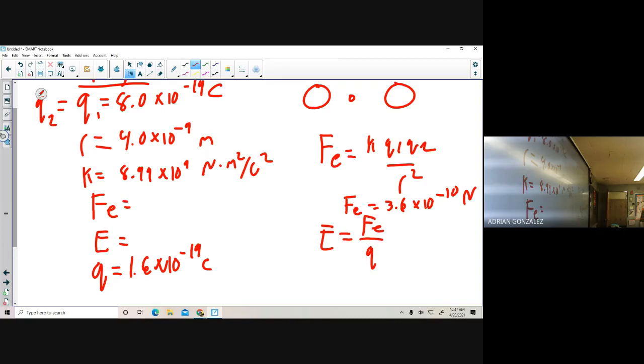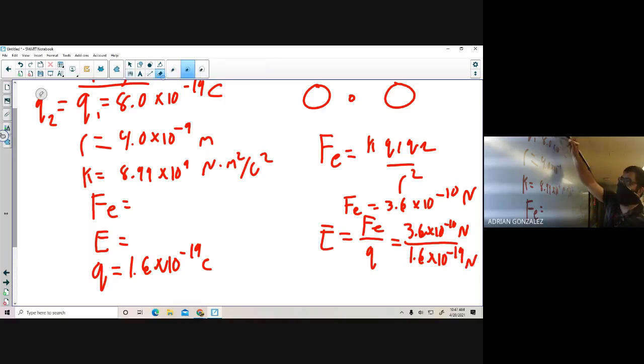Cool. Now, what do you do with that number? Divided by the other Q. Divided by the other Q, so you're going to plug this in here.